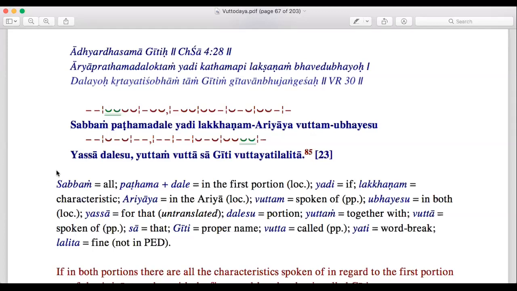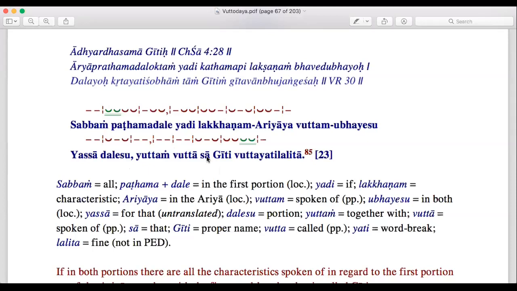is there in ubhayesu, in both halves, in both portions. Yassa, in which verse? Dalesu, we know that Dala refers here to the portion or half. Then this Ubhayesu should be connected with Dalesu. So Ubhayesu Dalesu, in both portions, in both halves. Yuttang, here it is translated as together with. So in both halves we can see those characteristics.